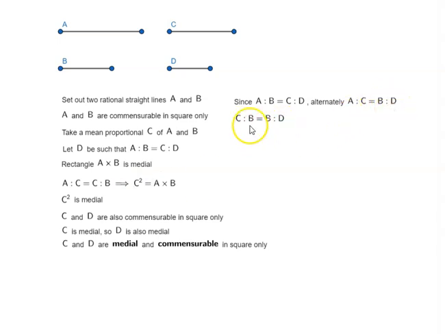Okay? So which means B is the mean proportional between C and D. So we can write it as B square is equal to C times D. Now since B square is rational, remember B is rational, B square is rational, so is rectangle C by D. So C by D is the required rational rectangle. That was proposition number 27 of book 10 of Euclid's Elements.